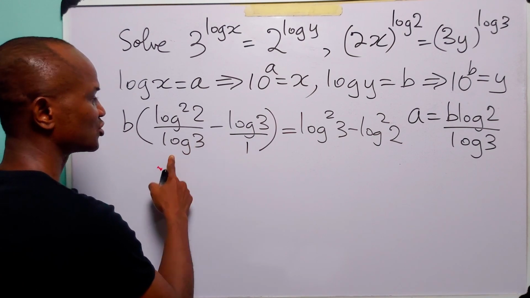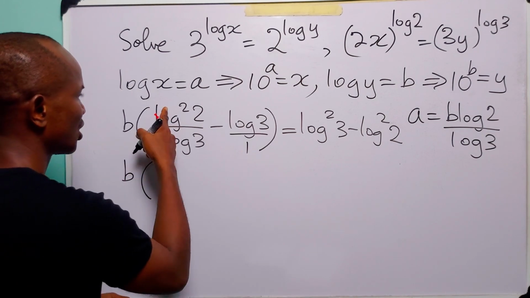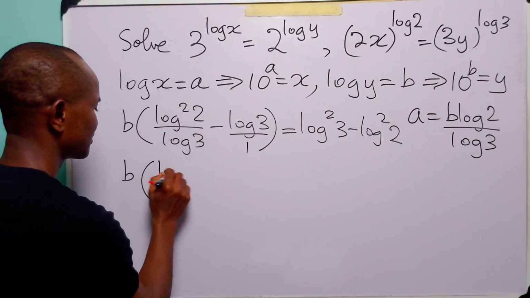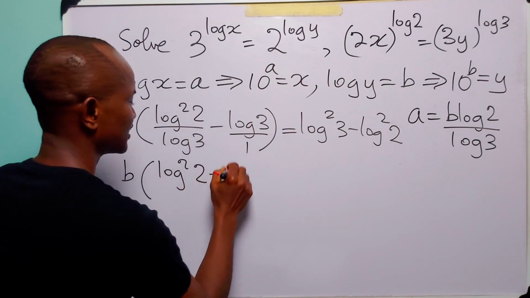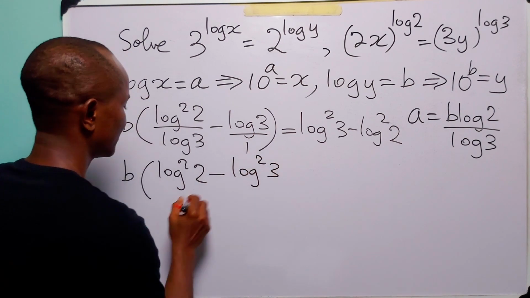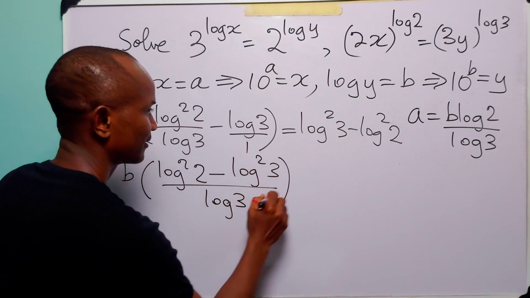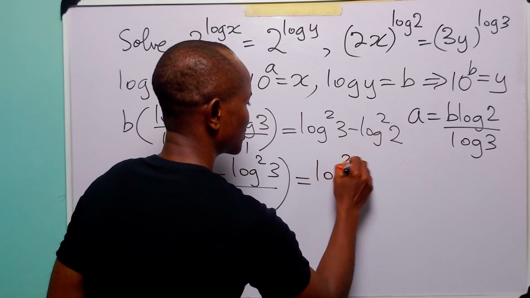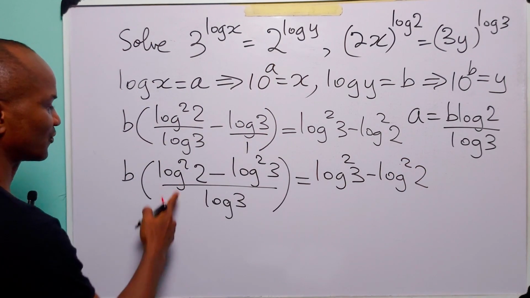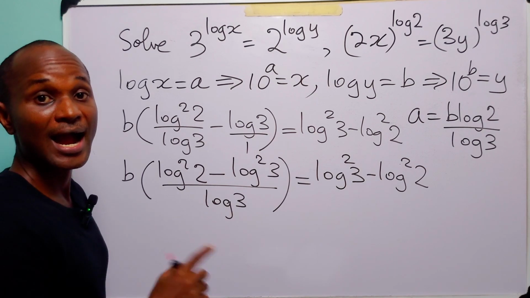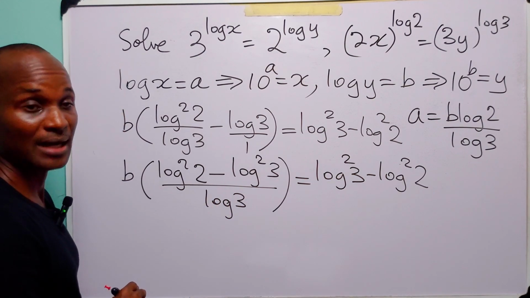The next thing we are going to do is to combine these two fractions into one single unit. Here we have b into log²2 times 1 is log²2 minus log 3 times log 3 is log²3 divided by log 3 times 1 is log 3, and this is equal to log²3 minus log²2. Now, of course, you know that log 2 and log 3 are constant terms, so we can find b in terms of both log 2 and log 3.